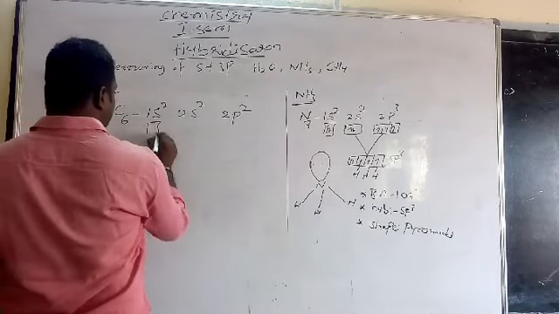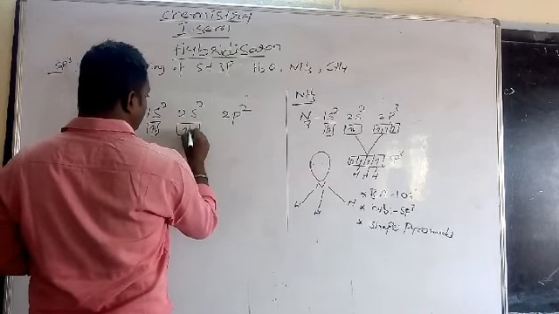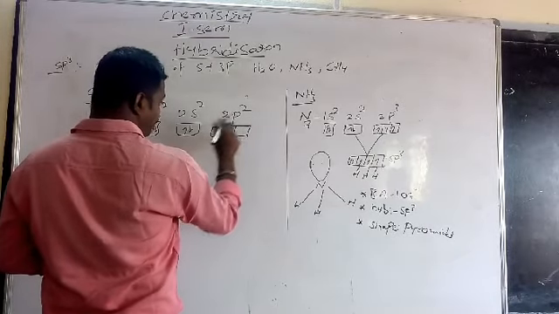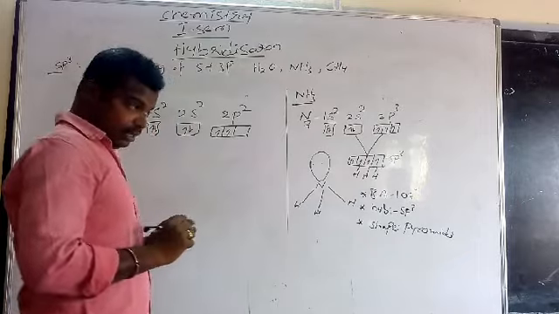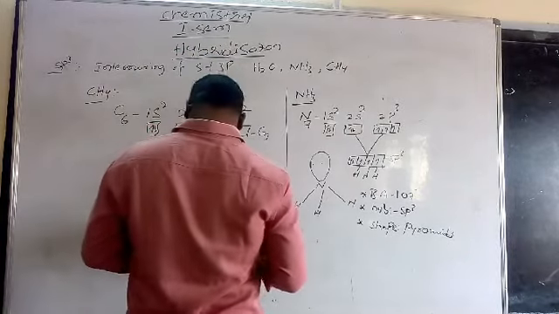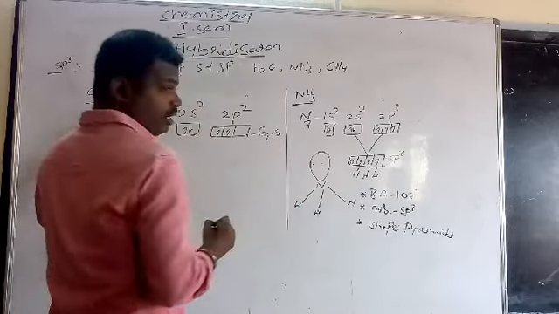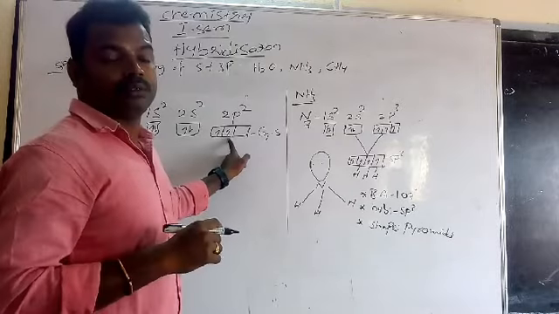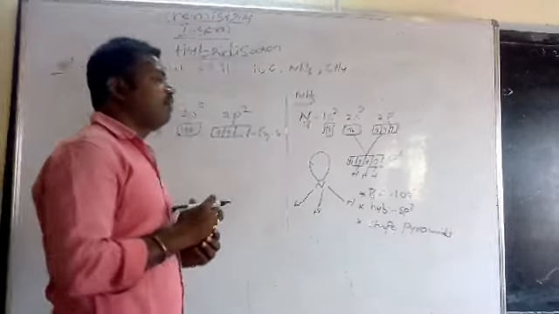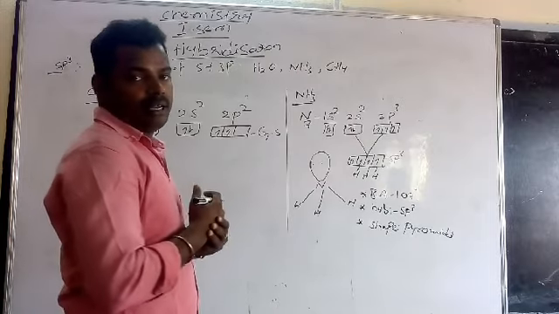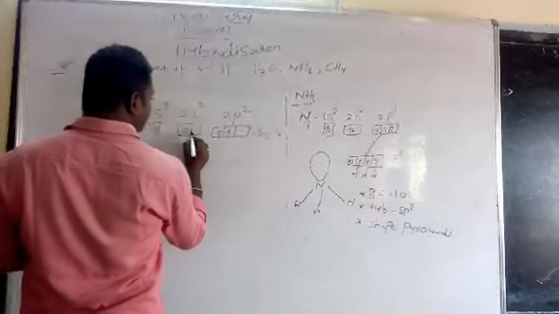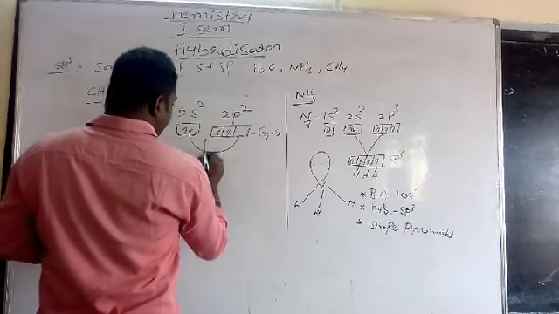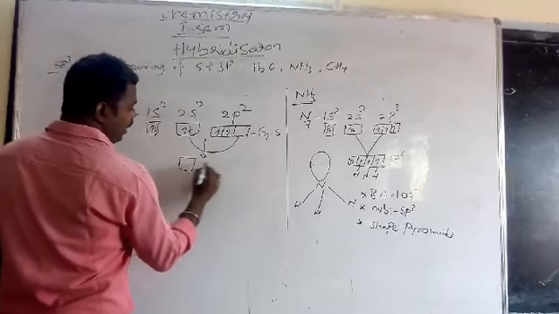But 1s2 has 2 paired electrons, 2s2 also has 2 paired electrons, and in 2p2 there are only 2 unpaired electrons. This is the ground state electronic configuration of carbon. Carbon requires 4 unpaired electrons, but there are only 2 unpaired electrons. So an electron jumps from the 2s orbital to the 2p orbital. That means it goes to the excited state.